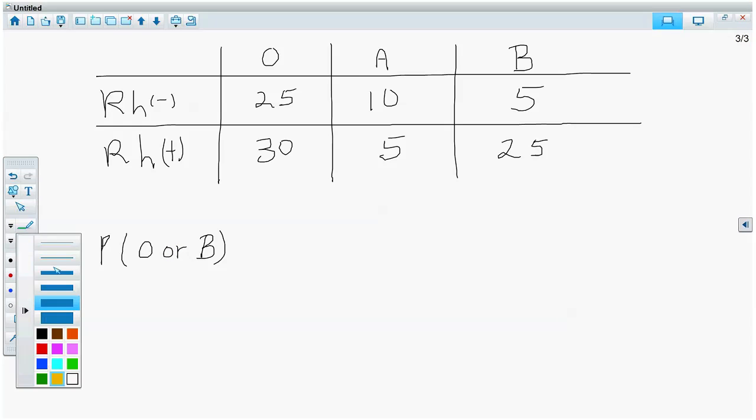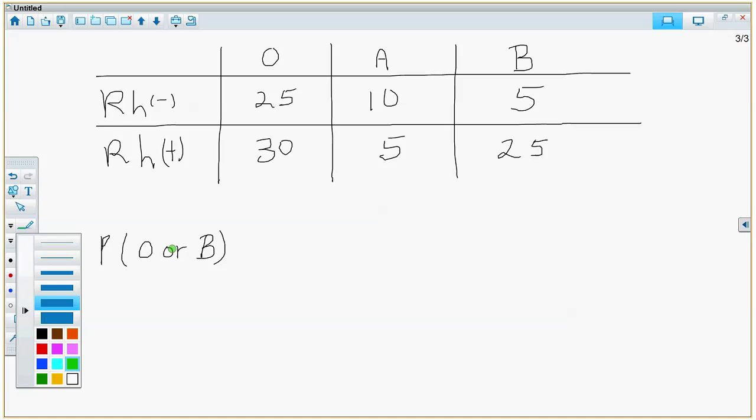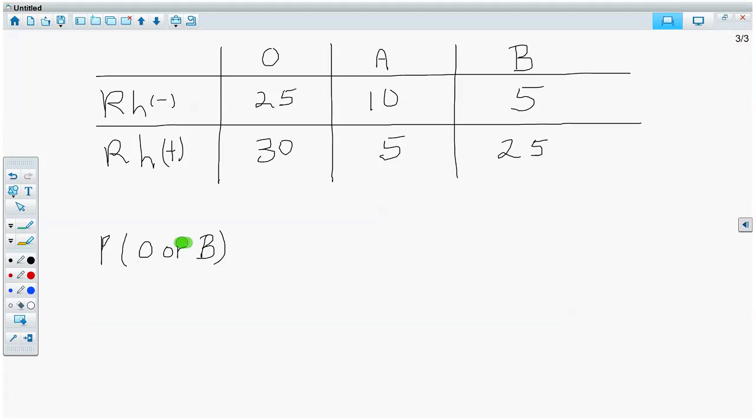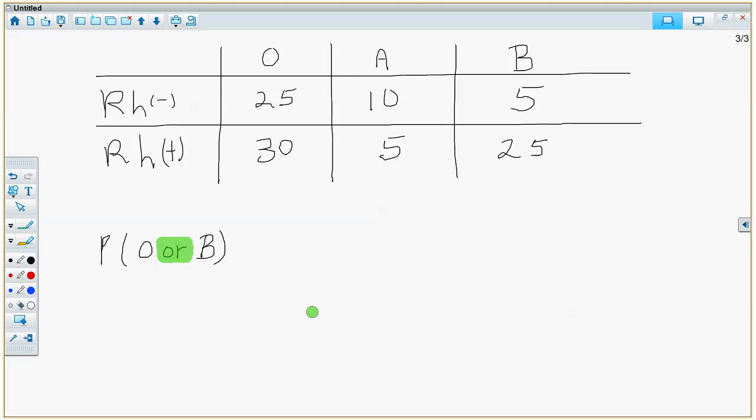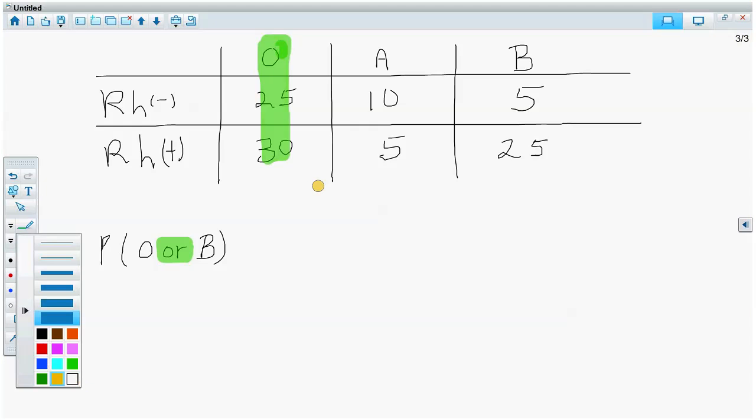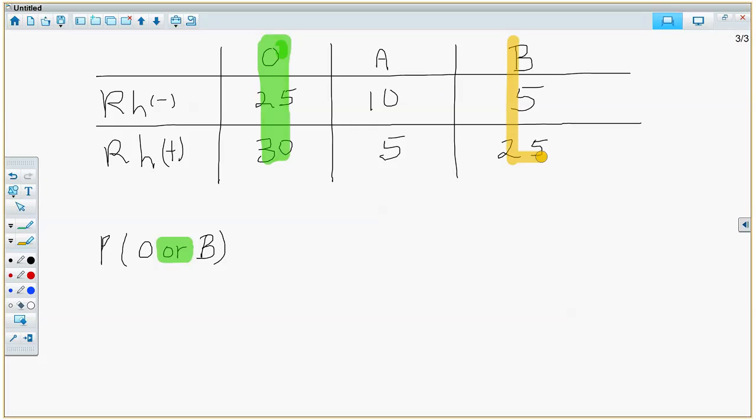So you need to highlight that, because this is not just an example. It's an example showing you how to do it, explaining how you do it. So the or tells you additive law. Now you take your handy dandy highlighter and you highlight the O, and you highlight the B. Actually, I should have used two different colors.